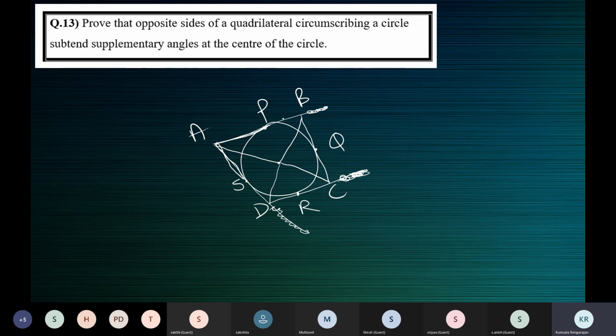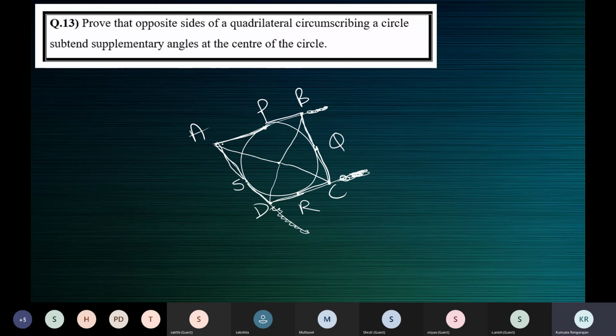So like that, you can say that BP is equal to BQ because they're tangents from the external point of the circle. B is the external point. BP is equal to BQ. Similarly, C is an external point of the circle. CQ is equal to CR. Tangents from the external point of the circle are equal in length. D is the external point. DS is equal to DR.